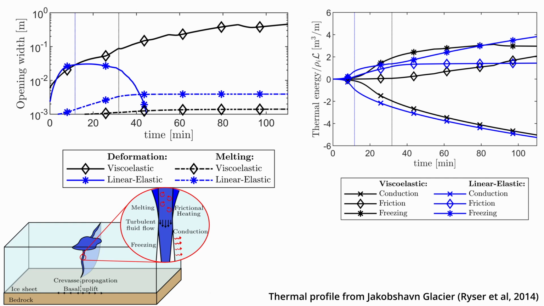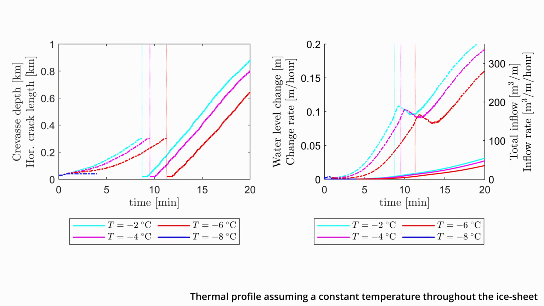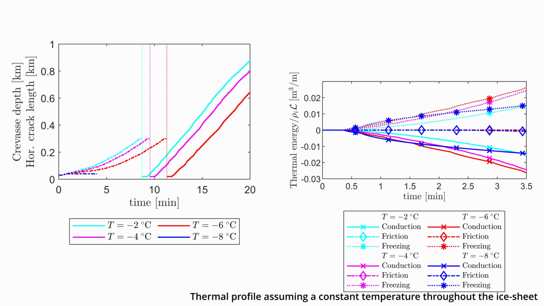Looking at the thermal model included, we see that for the thermal profile used the viscous effects dominate. The crevasse opening created by viscous effects is orders of magnitude higher than the amount of freezing or melting that occurs. However, our results indicate that if the temperature of the ice sheet near the surface is below -8 degrees Celsius, crevasses will freeze before they have a chance to propagate.